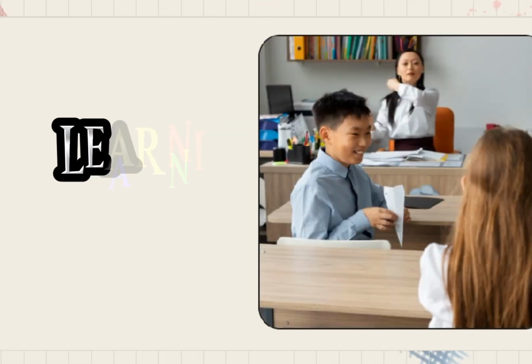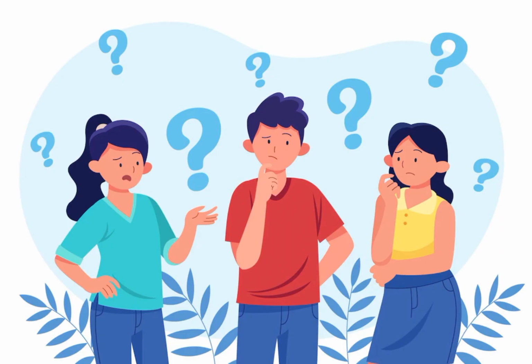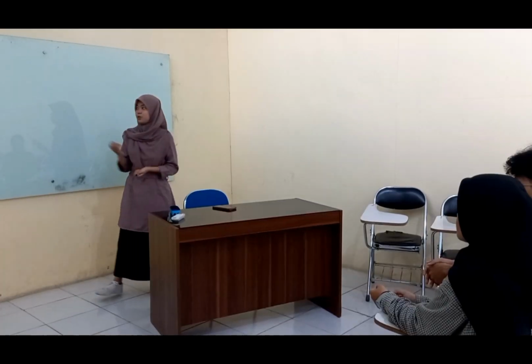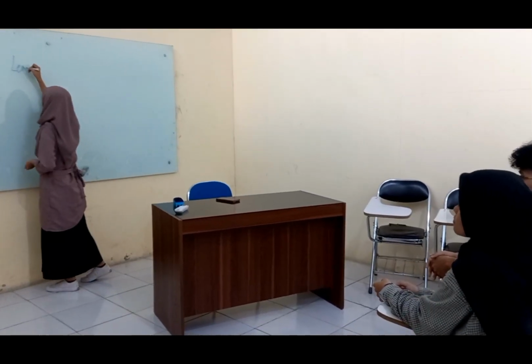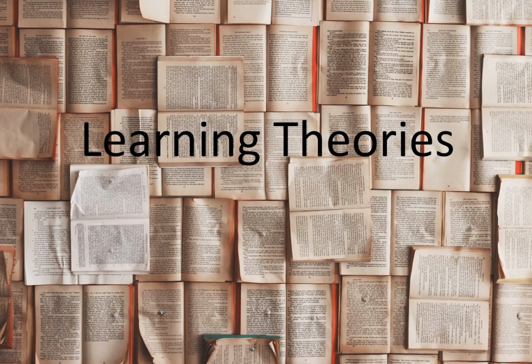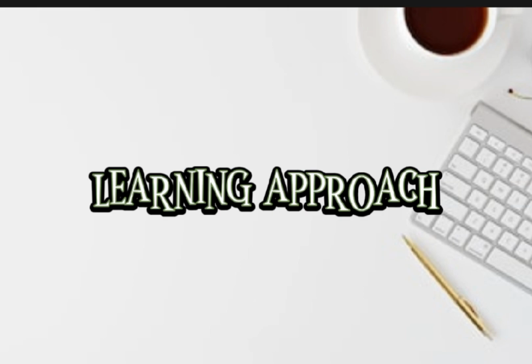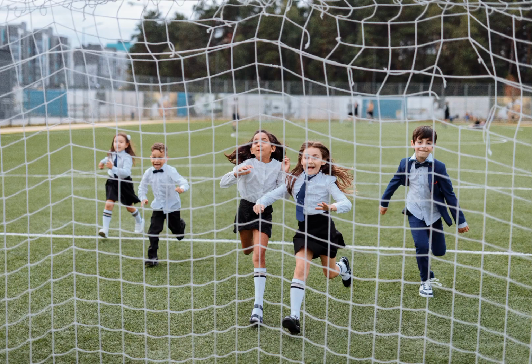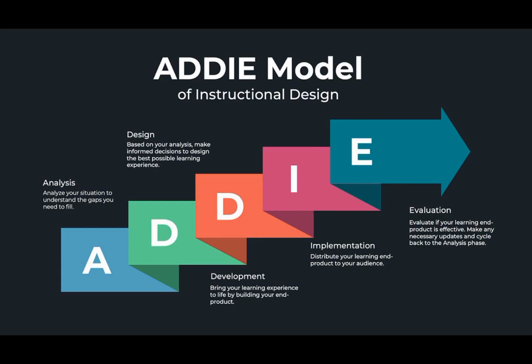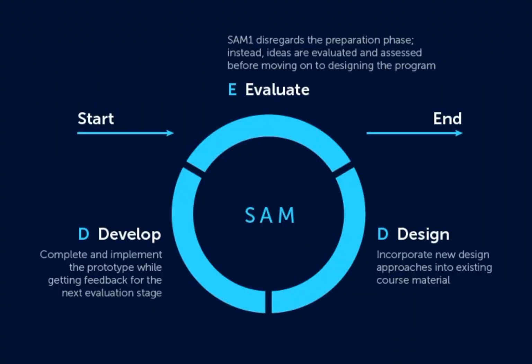Alright, next let's talk about learning model. A learning model is a specific framework or conceptual model that is used to guide the design and implementation of instruction. Learning models are informed by learning theory and learning approaches, but are more practical and focused on implementation. The examples of learning models include the ADDIE model, the ARCS model, and the SAM model.